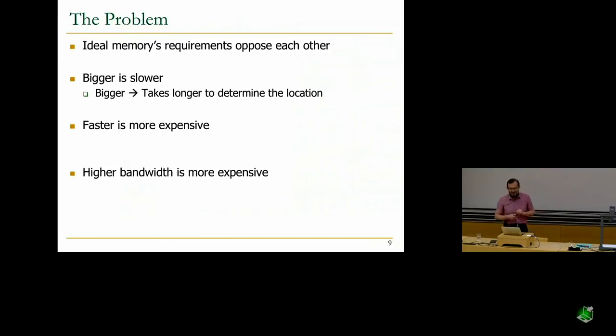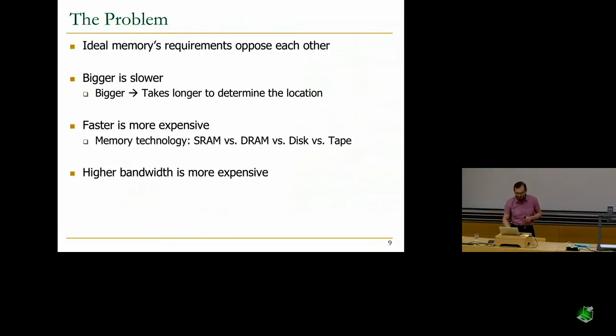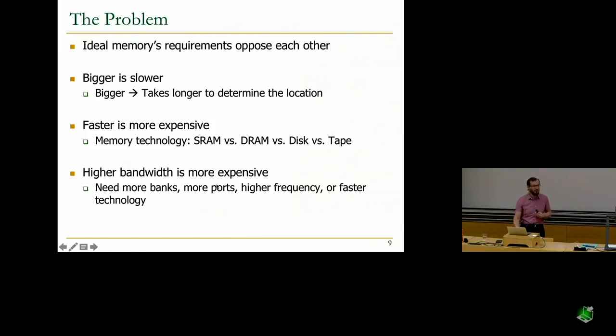So bigger, we said that it takes longer to determine the location. Clearly, that's a problem, and that makes it slow. Faster depends on the memory technology. SRAM versus DRAM versus disk versus tape. As you go from left to right over here, you become slower and you become less expensive. So slow is less expensive in terms of technology. But if you want to be faster, you need to pay the cost for it. And higher bandwidth is more expensive. To support higher bandwidth, you need more banks, more ports, or higher frequency to access memory, or some faster technology that can provide you more data per second, right? And that all costs money.